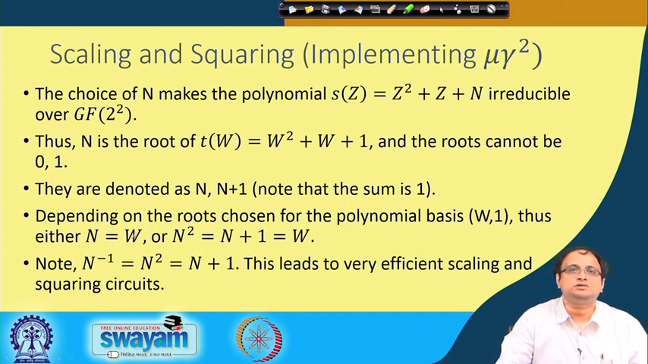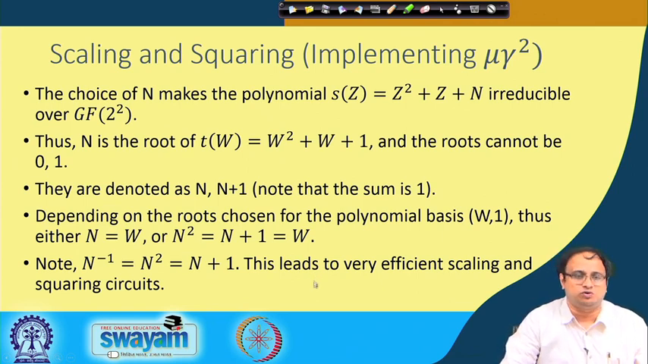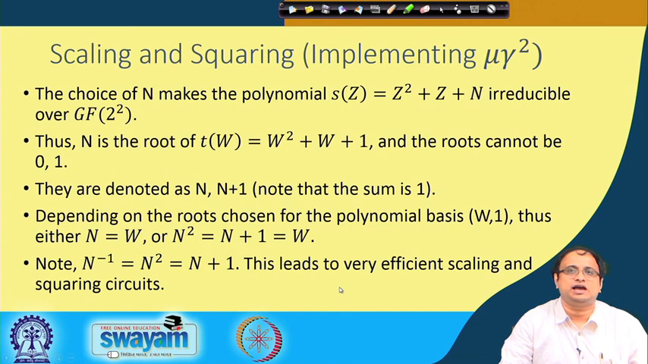Okay. So, depending on the roots, the chosen polynomial basis is w comma 1. That means for the lower field you essentially have the basis w comma 1. And therefore, either n will be equal to w, or n square will be equal to w. So you essentially have two polynomial basis choices. You can either make n as w or you can make n square as w.